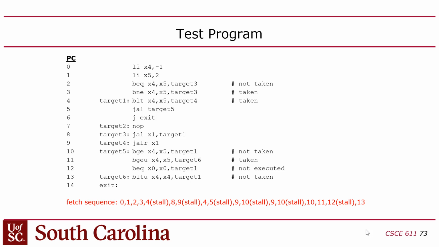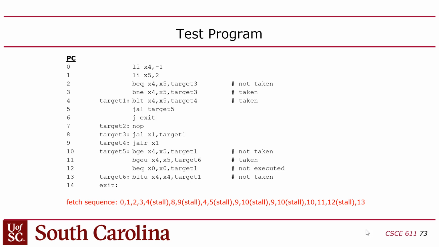And then 8 is going to be a jump and link. But again, that's going to have a stall. So we're going to jump to target 1, which is 4, but there's a delay. So after 8, we're going to fetch 9, that's our stall, and then we're going to go to 4, which is our intended destination of instruction 8, right?